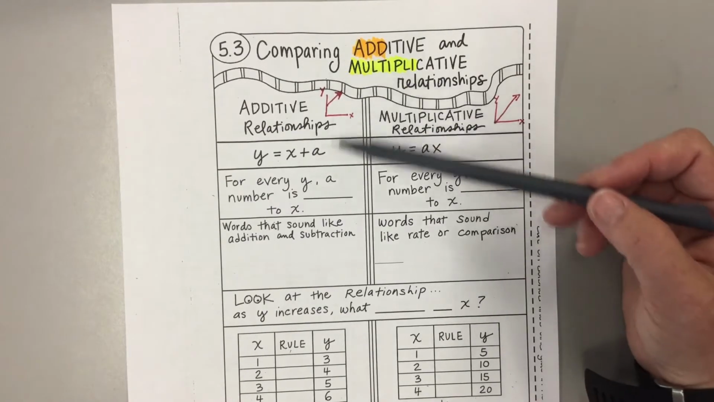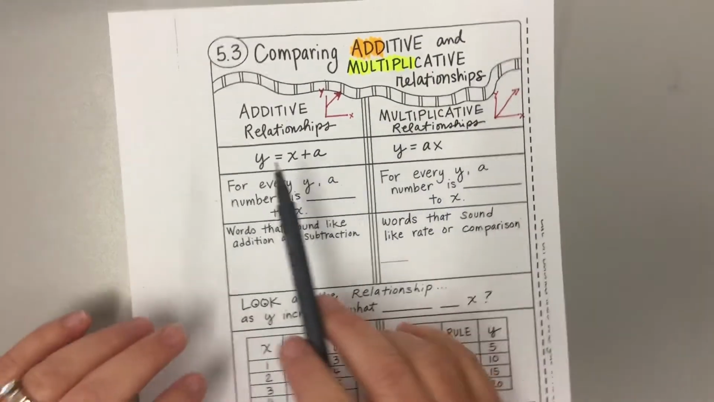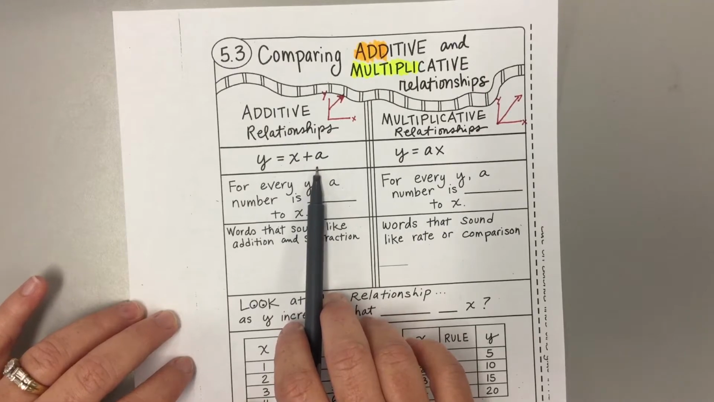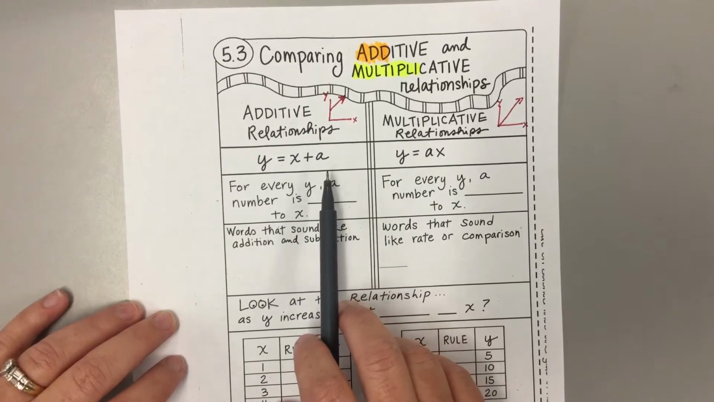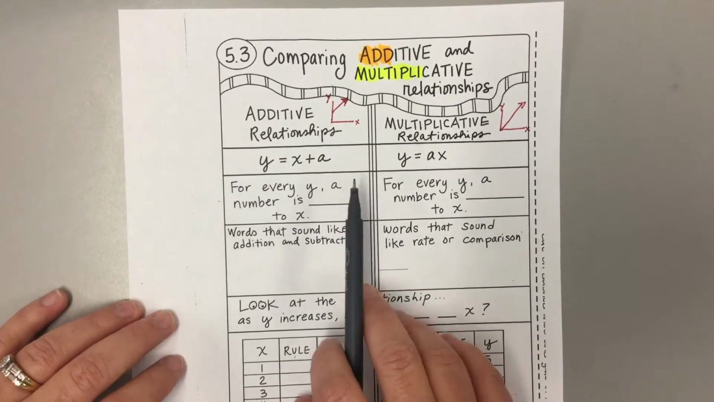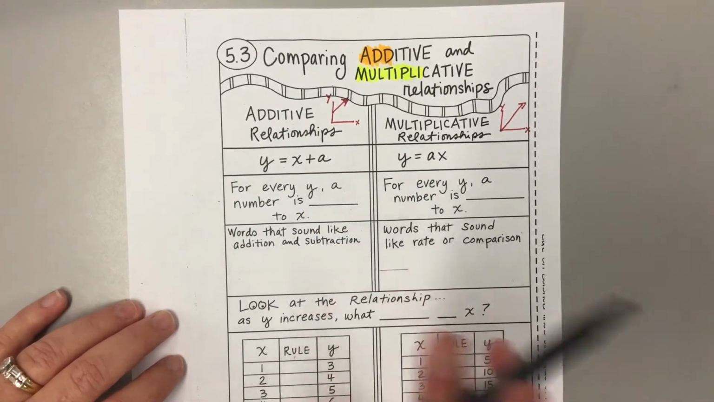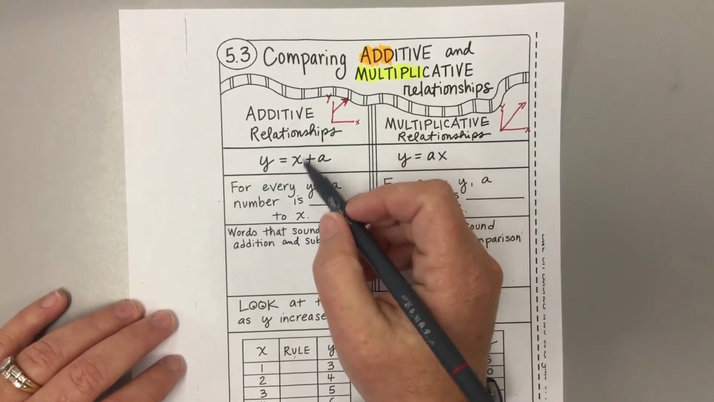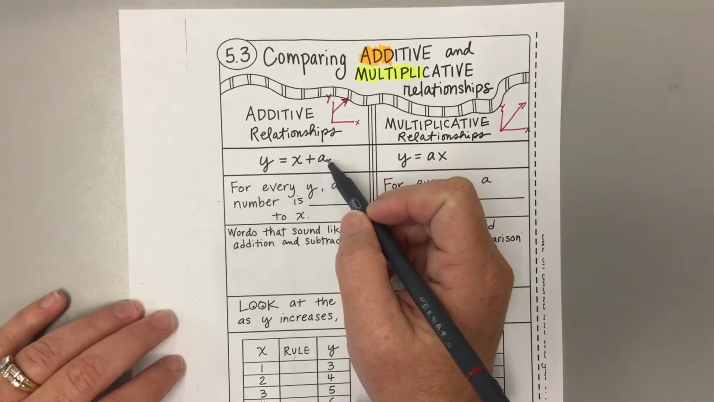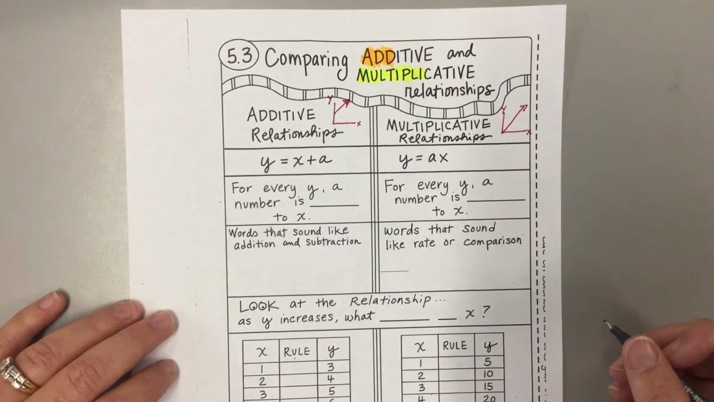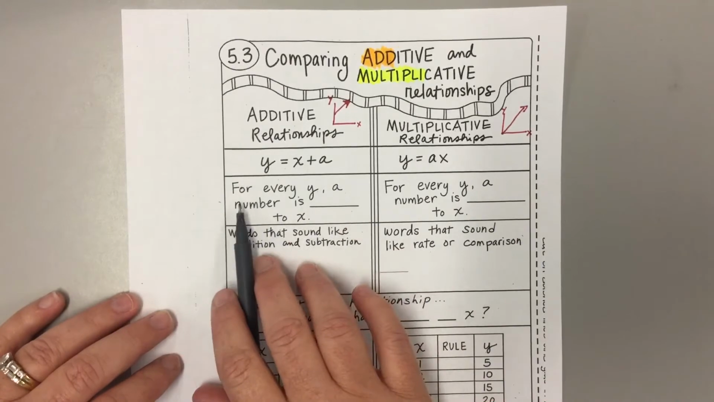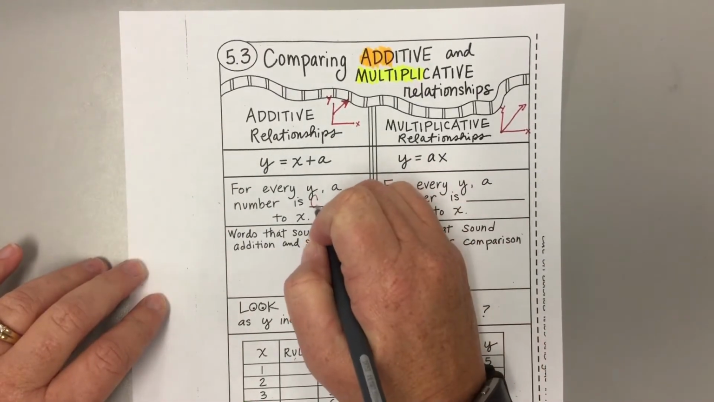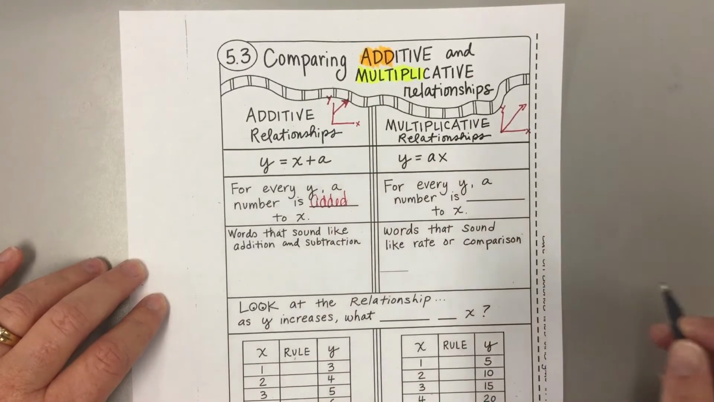All right, so the additive relationship. My equation would look like y equals x plus a number, okay? x plus -5, x plus 10, x plus 1/2, x plus -5 million kajillion, x plus 0.5. So as long as I'm taking my x and I'm adding a number, it's going to be an additive relationship, okay? So what this means is that for every y, a number is added to x.